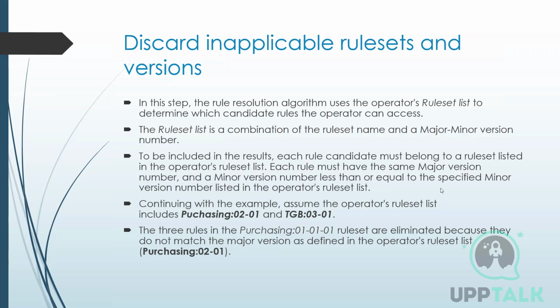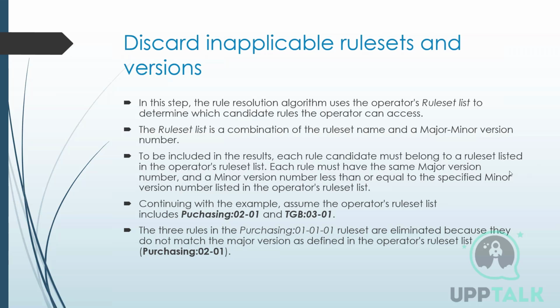Okay. Now there's a simple logic that goes behind. So look at this third bullet point here. Okay, I'm going to read this out. To be included in the results, each rule candidate must belong to a rule set listed on the operator list. First standard or the first thumb rule is if it has to be included, it has to be part of the operator rule set list. Okay. Then each must have the same major version. So we are considering the major version here and it has to be the same.